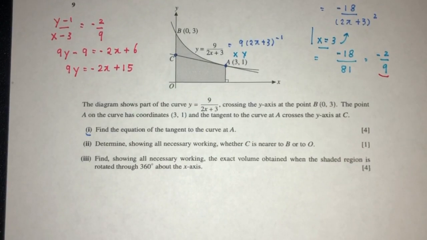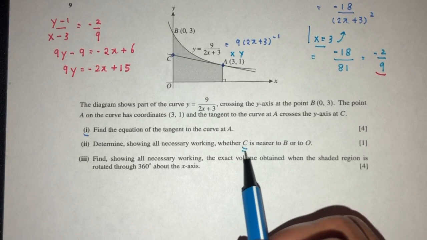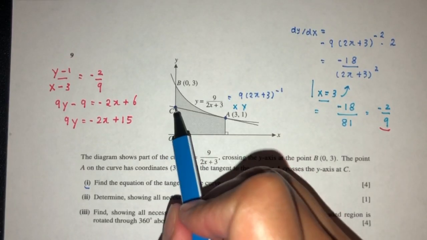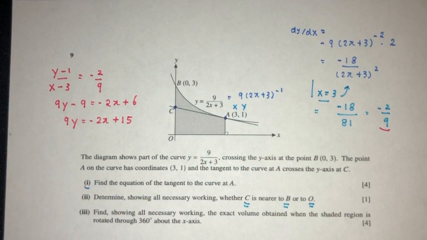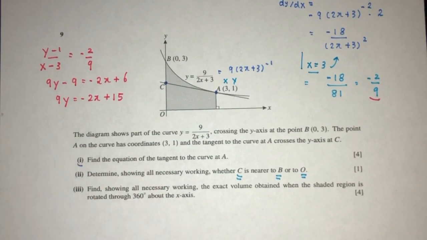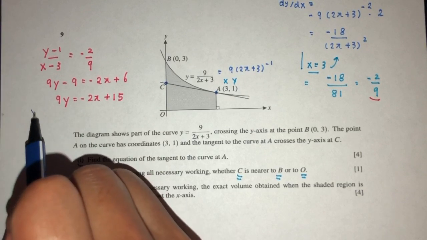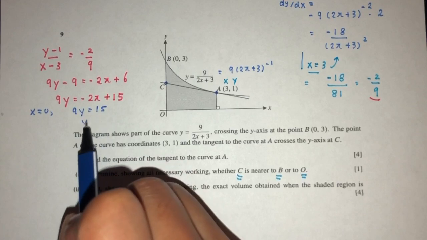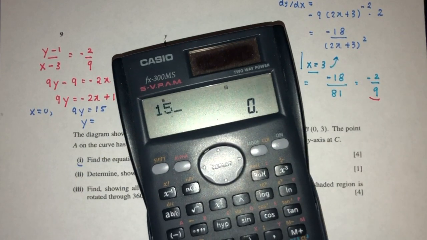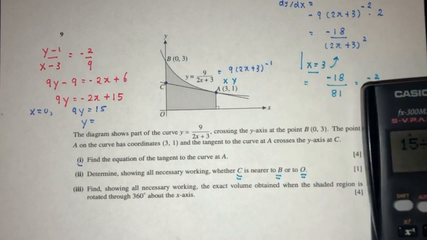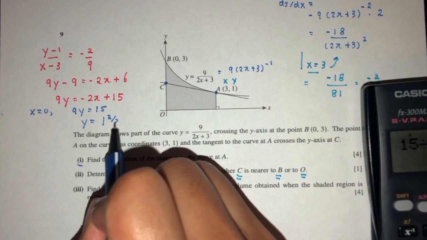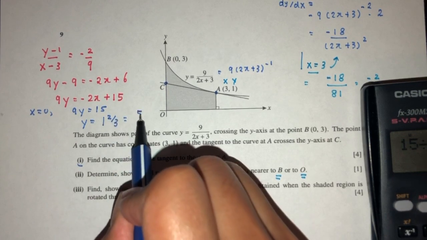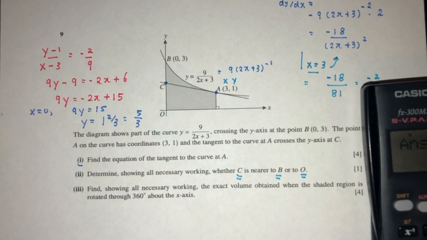Now for part 2, determine whether C is nearer to B or to O. So where's point C? Point C is here. Let's find the point C. Point C is on the y-axis, so on the y-axis, what do we know? The value of x is 0. That will be 9y equal to 15. So y will be 15 divided by 9. That should be 1 2/3, which is 1 times 3 plus 2 is 5 over 3. So 5 over 3.